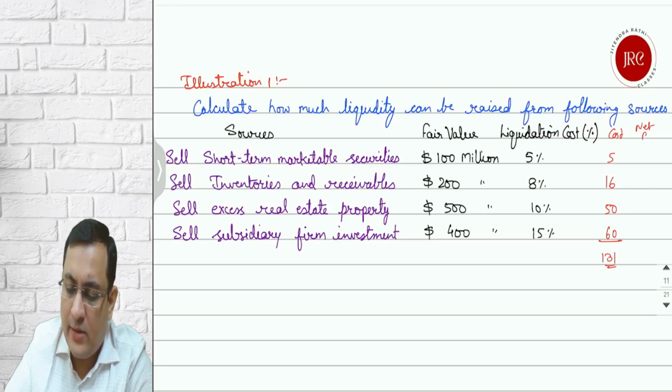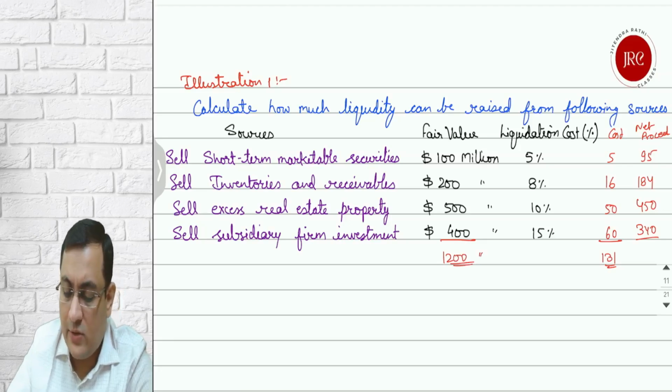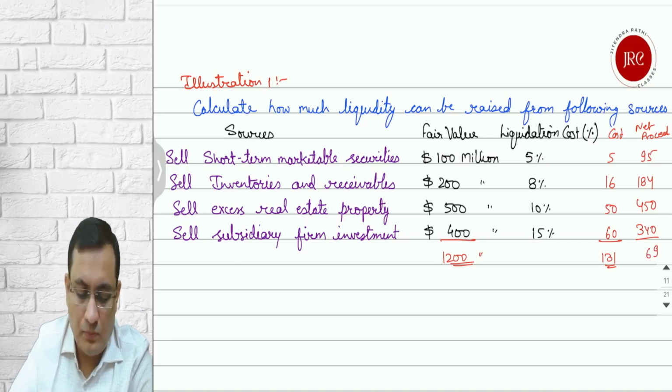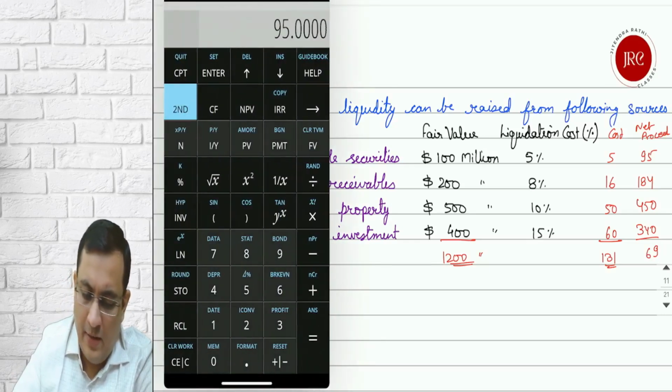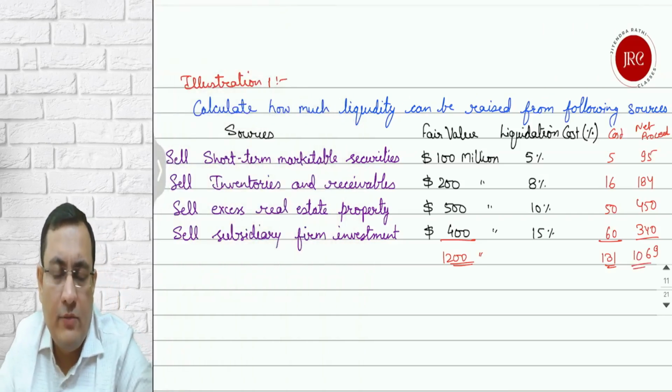Net proceeds, how much are we receiving? Net proceeds in this case: 95, 184, 500 less this 450, and the last one is 340. So the total here is 1200 million minus your cost 131. So you will be receiving how much? 95 plus 184 plus 450 plus 340, that is 1069, plus 131 is your cost. So 1200 is your total fair value of the asset.